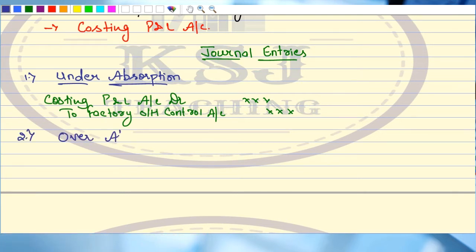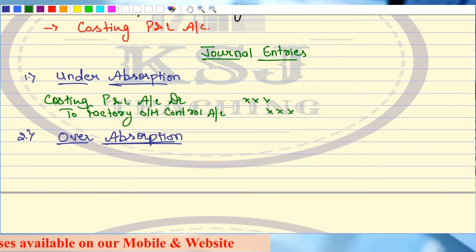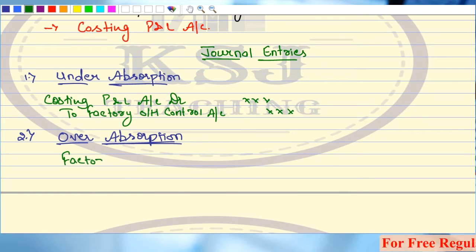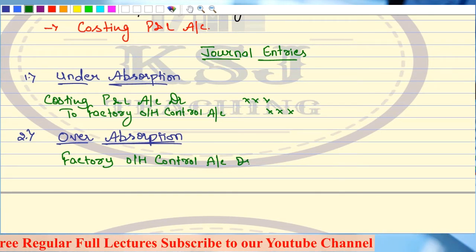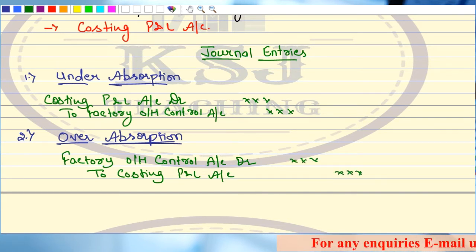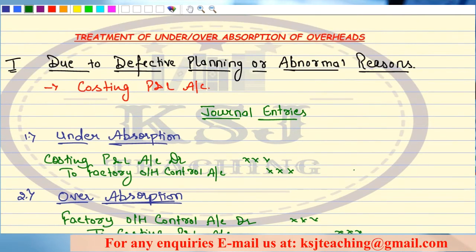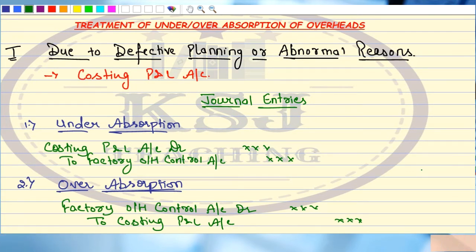Now, the second case is over absorption of overheads. This is a benefit for the firm. If it is a benefit due to some defective planning or abnormal reason, this will again be taken to the costing P&L. But in this case, we will credit P&L account, because it is a profit, and we will debit the factory overheads control account. Factory overhead control account debit to costing profit and loss account. Clear, sir? So these are the journal entries. This is the first case where the under or over absorption is due to defective planning or some abnormal reasons. The direct impact will be given to costing profit and loss account.